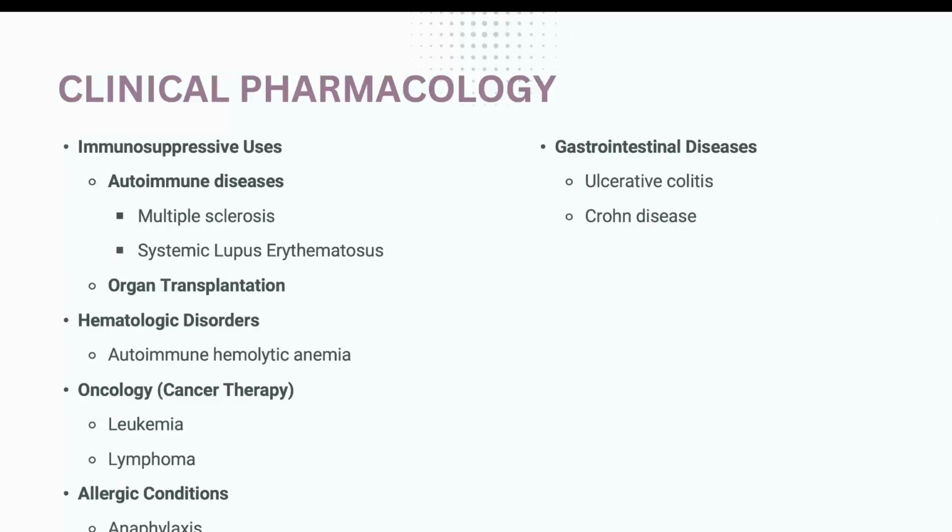Again, for autoimmune diseases, we also have multiple sclerosis and systemic lupus erythematosus. For organ transplantation, to inhibit allograft rejection. We also have, for example, autoimmune hemolytic anemia. In oncology, we have leukemia and lymphoma.